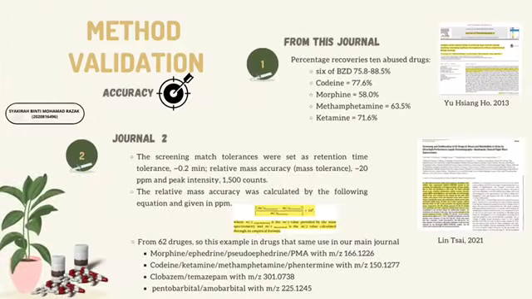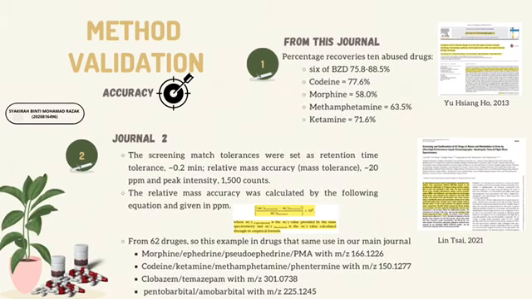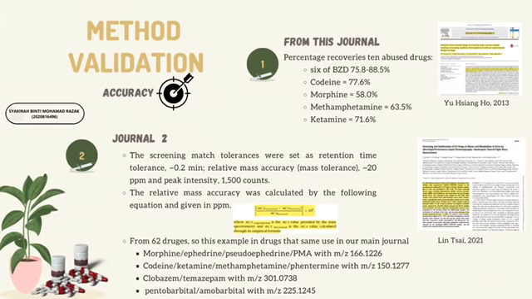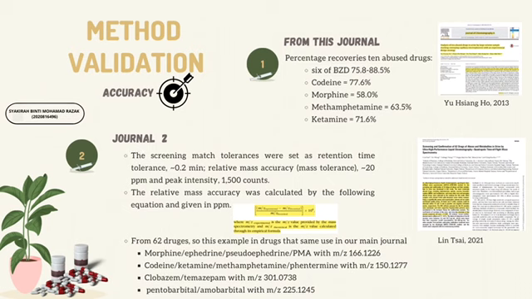In our main journal, the percentage recovery for the 10 abuse drugs, for 6 of the BZT, is 75.8 until 88.5%. For codeine, 77.6%. For morphine, 58%. For methamphetamine, 63.5%. And ketamine is 71.6%.